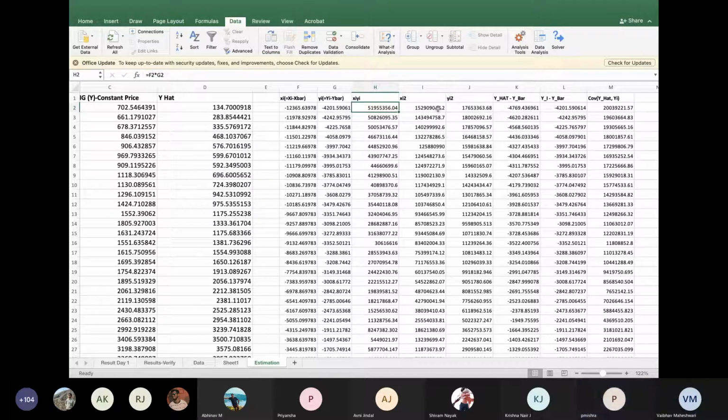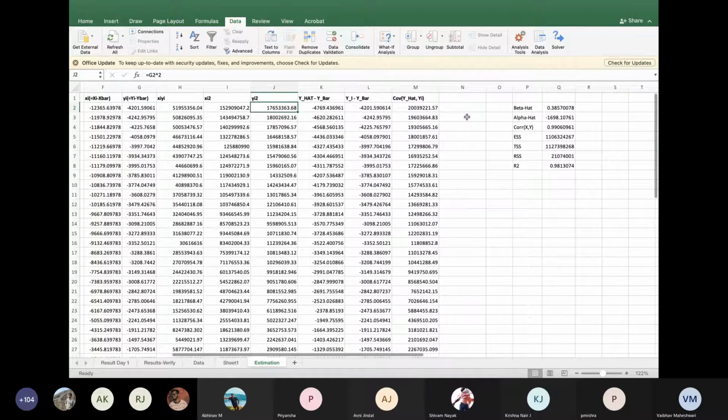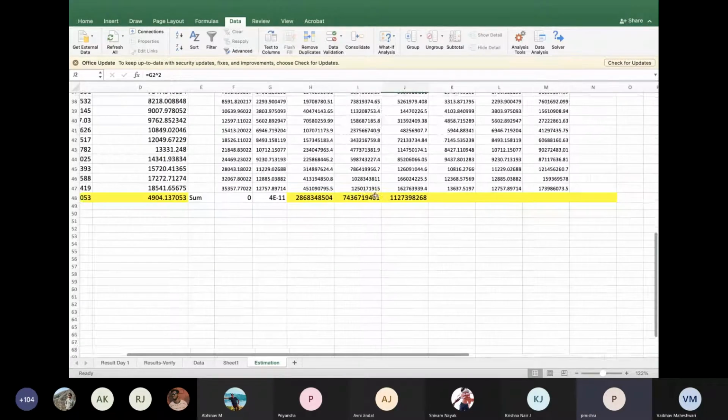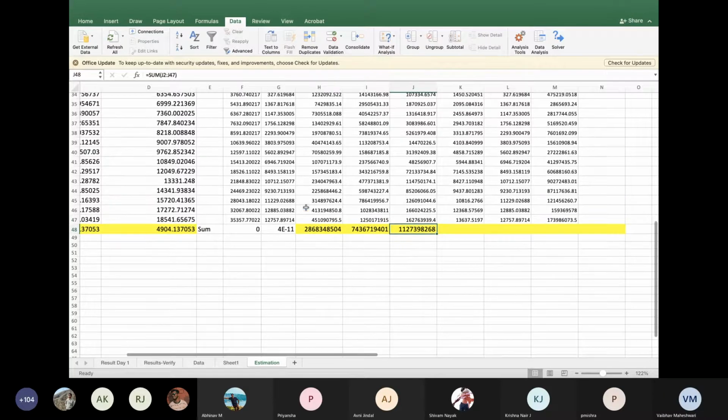So what do I need? I need summation of small xi yi. So first, I am multiplying small xi with small yi. You see, that is column H. Yes, sir. Then I am getting small xi square, column I, and column J, summation of small yi square. And then you just go to the end of the data set. You will see we have got all the summations. Right? Yes, sir. Now go to the top.